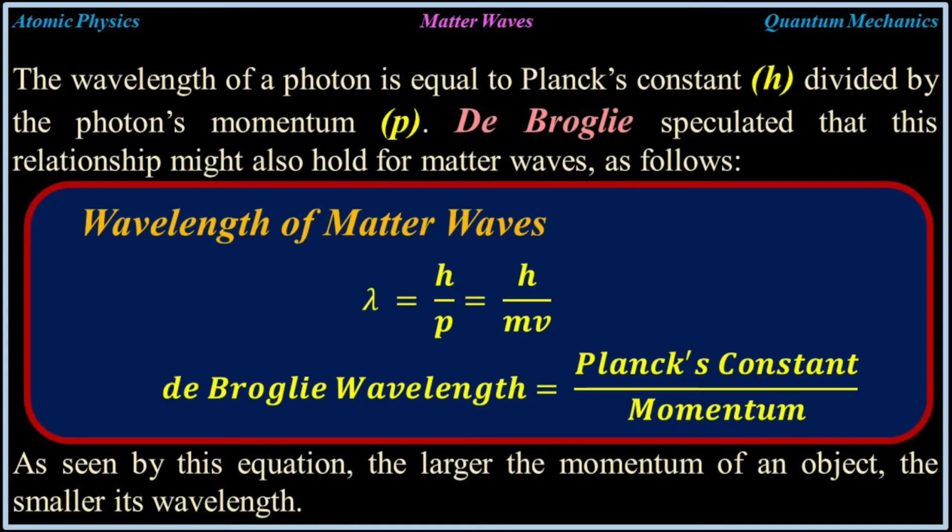The wavelength of a photon is equal to Planck's constant h divided by the photon's momentum p. De Broglie speculated that this relationship might also hold true for matter waves as follows. Wavelength of matter waves, de Broglie's wavelength, equals Planck's constant over momentum. As seen by this equation, the larger the momentum of an object, the smaller the wavelength.